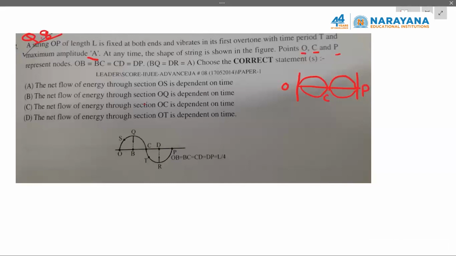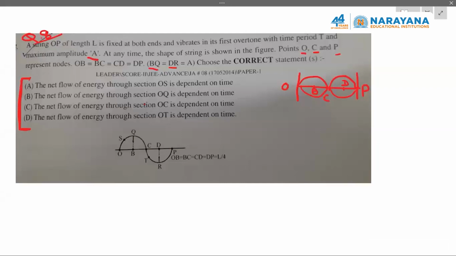Everything is known in this problem. These are midpoints, so OB is equal to BC is equal to CD is equal to DP. That's fine. BQ distance and DR distance, antinode amplitudes, that is. So you have to choose the correct options; multi-correct options are there. So we need to be careful.